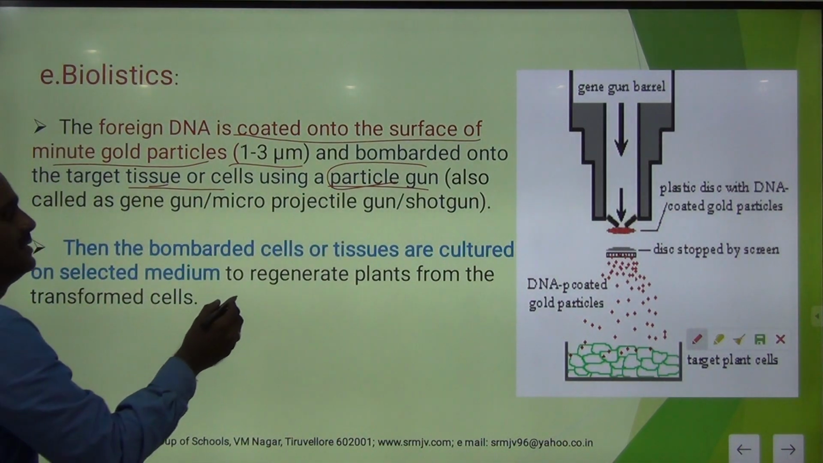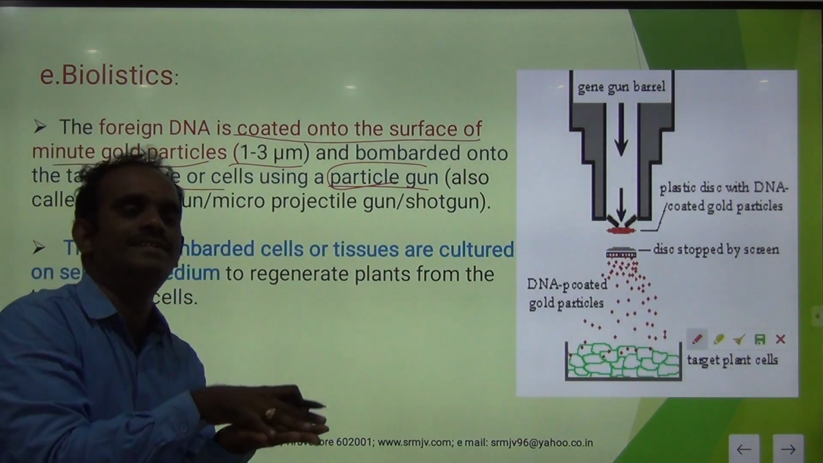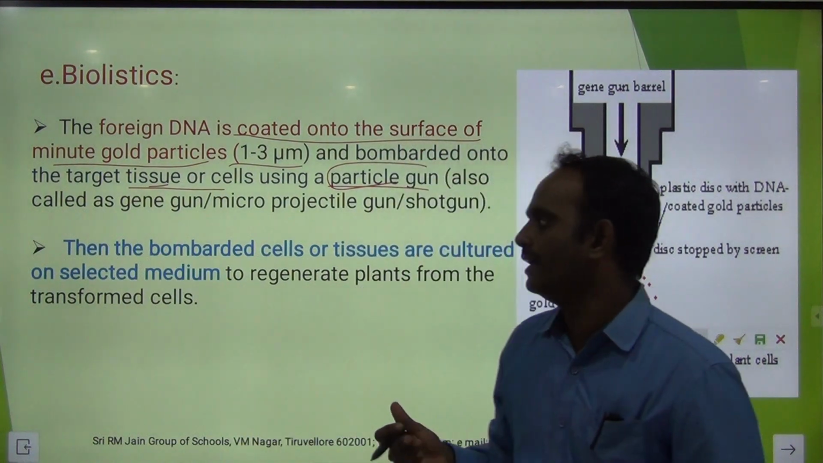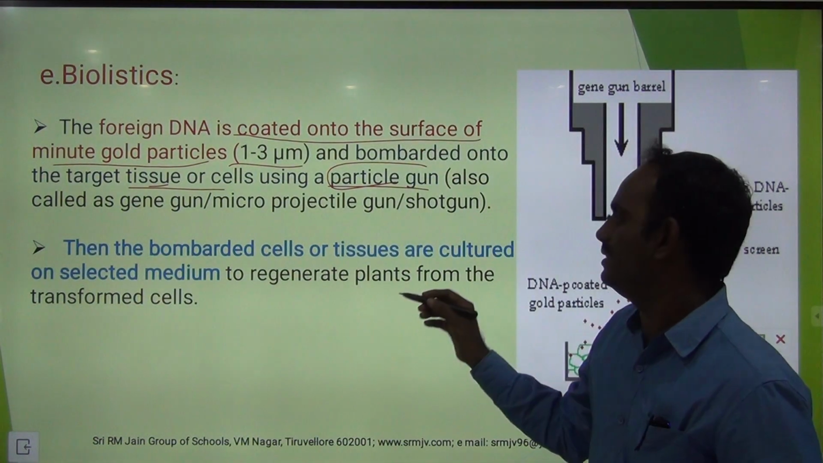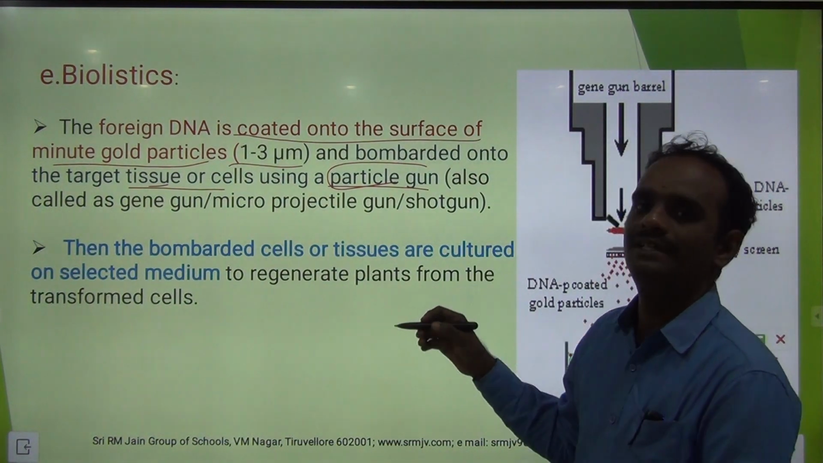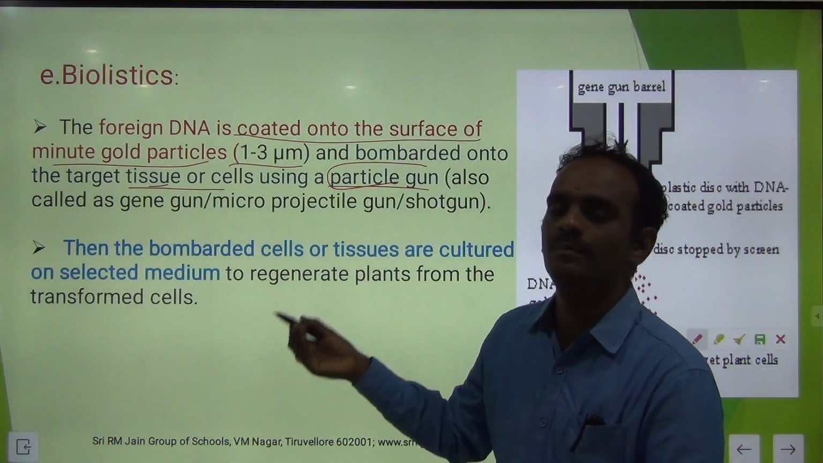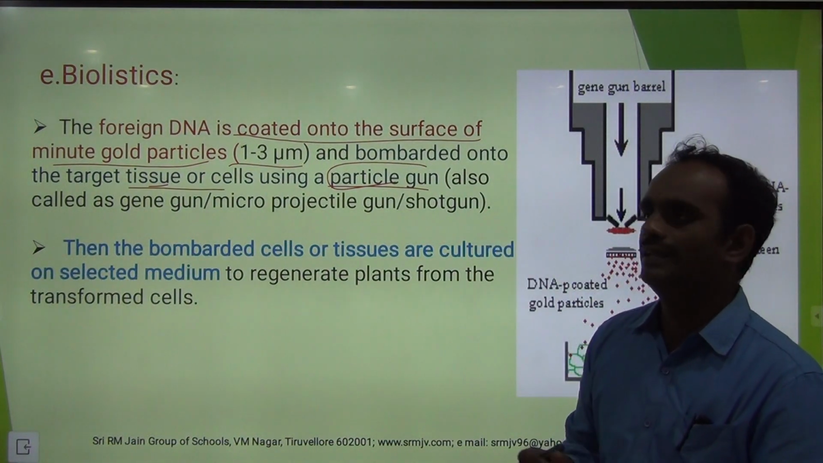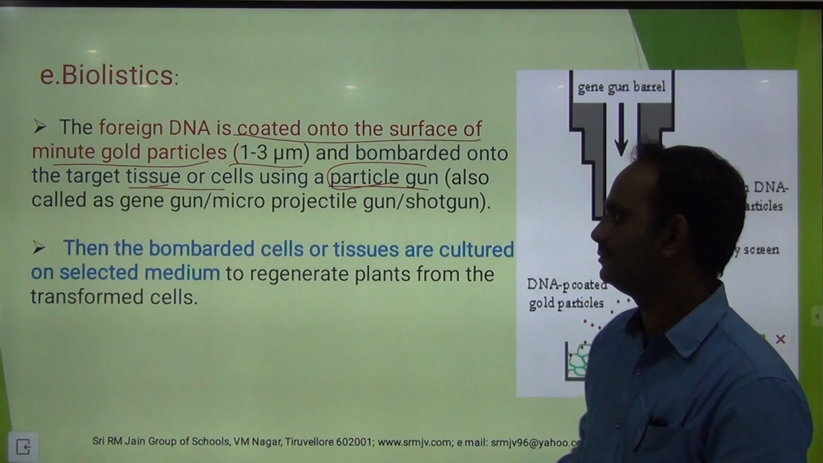Then the bombarded cells or tissues are cultured in a suitable medium. What will happen? Regeneration of plants takes place from the transformed cells. From the transformed cells, the plants are regenerated. That is called biolistics.